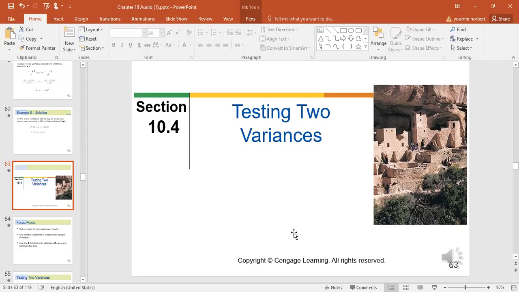You can do homework on 10.1. Really, 10.3, you can read it. I don't put it on the exam, but 10.4 will be on the exam. The test value there is S1 square over S2 square.